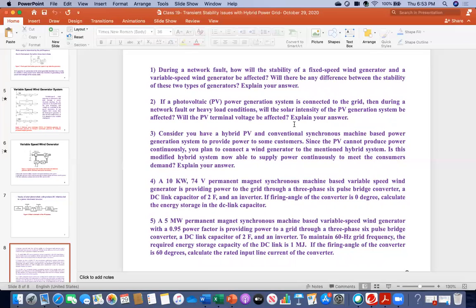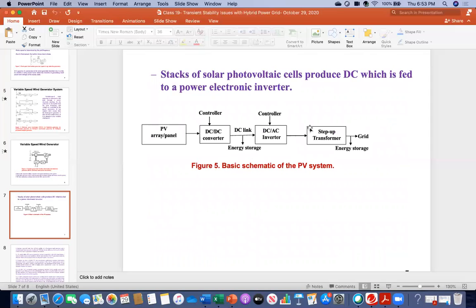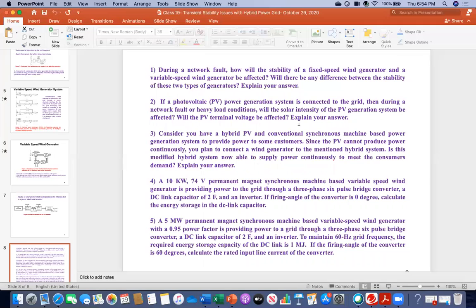Explain your answer. For example, you have this system and then there is a network-connected grid, and somewhere a fault happens. You know the basic principle of PV: it depends on the sun or solar intensity that produces the voltage or the power here. So do you think that a grid fault will impact that intensity or that terminal voltage or power here? That is the meaning of that question.